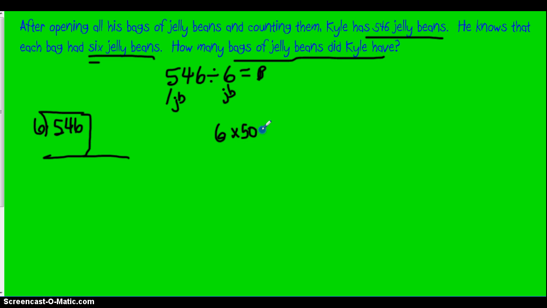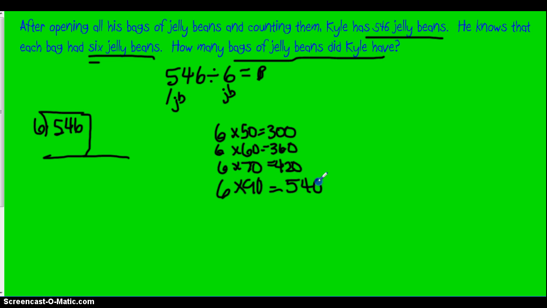Okay. Well, 6 times 50, 6 times 5 is 30. Put my 0. So that would use 300. Let's keep going. So 6 times 60 would be 360. 6 times 70 would be 420. Let's hop on up. Let's go to 6 times 90. Okay. That's easy. 6 times 9 is 54. Put my 0. And we are very close because 500 is very close.